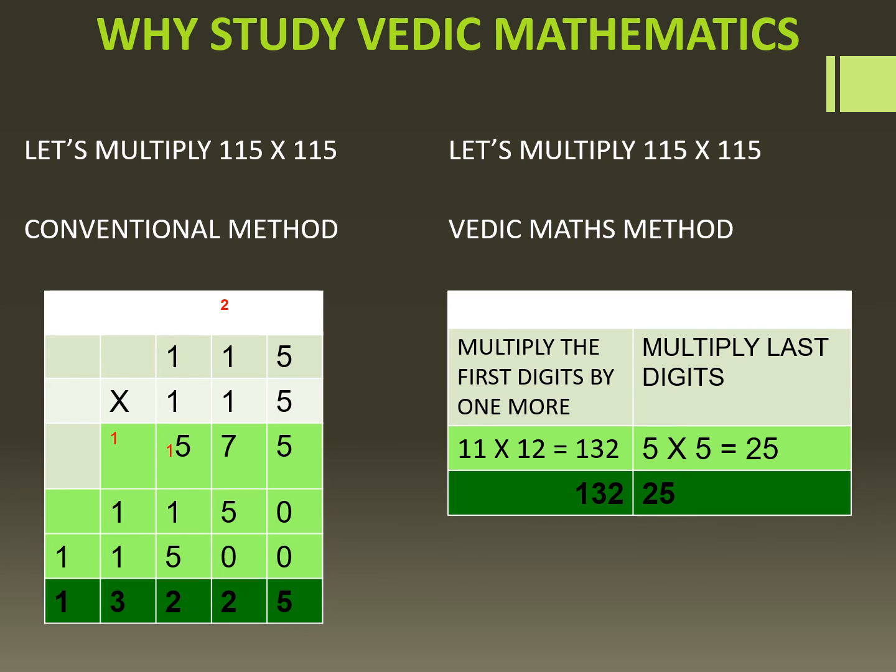13,225. So as you can see again that using the conventional method, it took us 3 steps to complete the problem, whereas with the Vedic maths method, we were able to do the exact same problem in just one step. So with these examples, you have got a fairly good idea of how Vedic maths simplifies calculations. So let's look at some more benefits of Vedic maths.